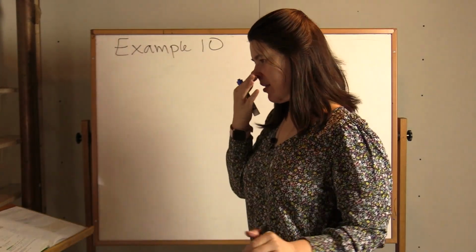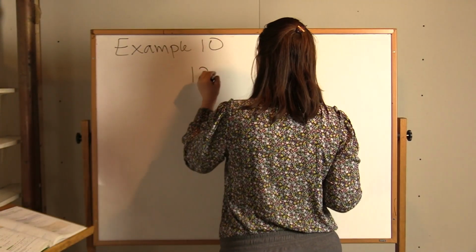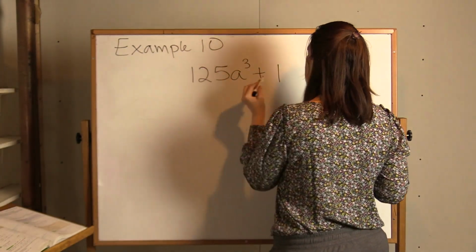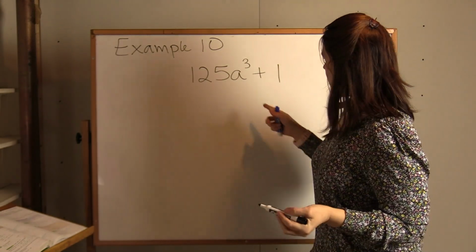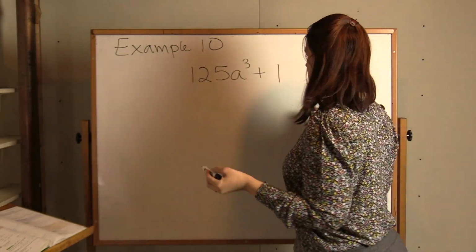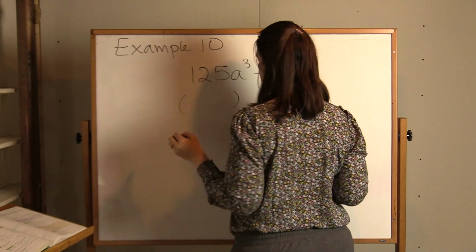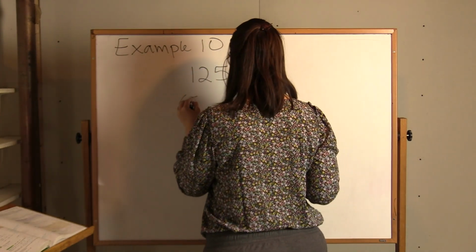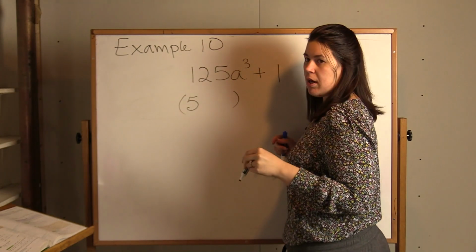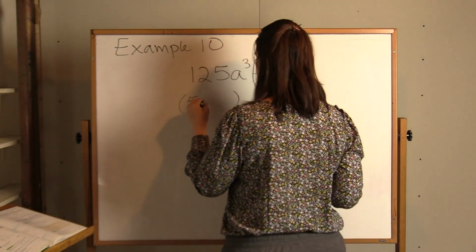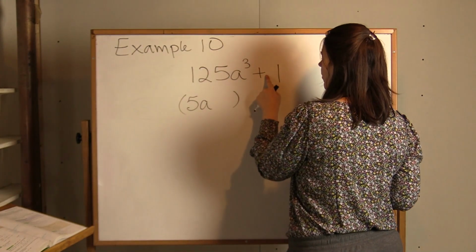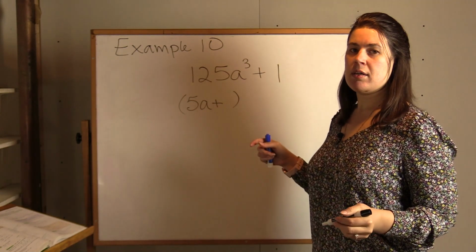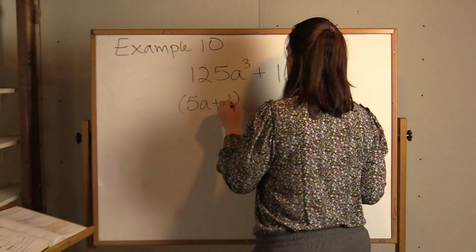All right, so our last one, we have 125a to the third plus 1. Okay, so this is a perfect cube, this is a perfect cube. So we're going to start with our rule. Start with the binomial. 125 taking the cube root is 5. A to the third, the cube root of that is a. And then whatever this sign is, so plus. Cube root of 1, 1 times 1 times 1 is 1, so 1.